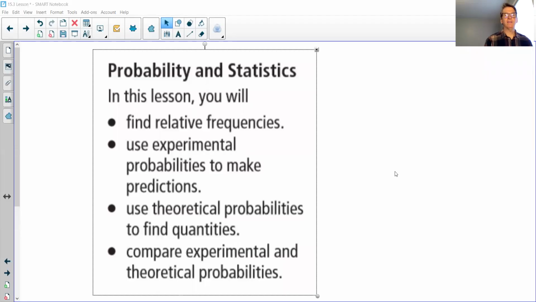So at the end of this lesson, you should have the ability to: 1, find relative frequencies; 2, use experimental probabilities to make predictions; 3, use theoretical probabilities to find quantities; and the last one, compare experimental and theoretical probabilities. Let's get started.